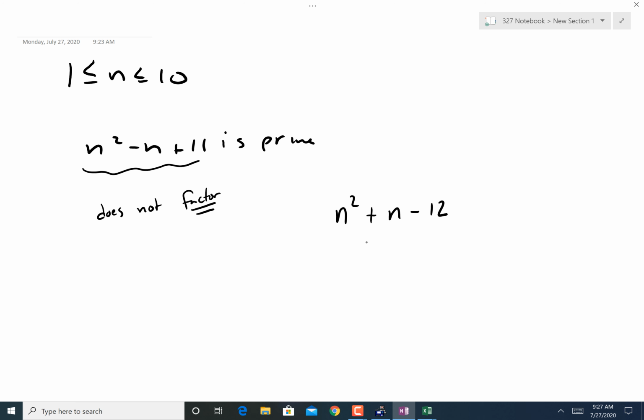Well, that we know factors n plus 4, n minus 3, right? So let's plug a number in. Let's do 4. That'd be 16 plus 4 is 20 minus 12 is 8.